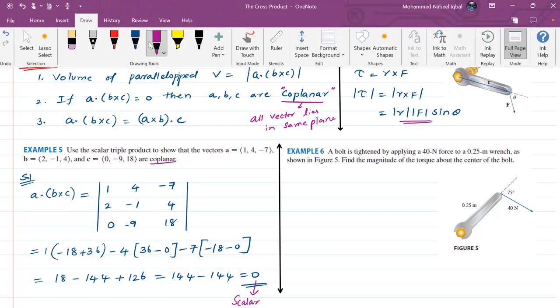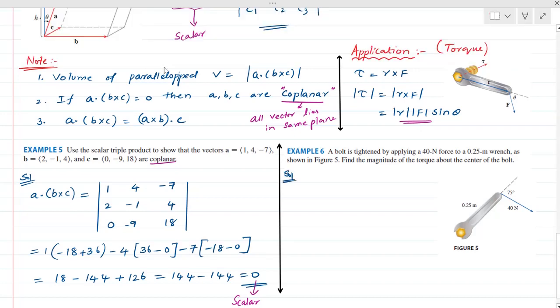Now first of all, we have to find what is given in the question. The force which is acting is 40 newtons, and this is the radius of the wrench, r is 0.25. This is the figure which is given. A 0.25 meter wrench is acting with a force of 40 newtons. The angle is given as 75 degrees, which we can find from the graph.